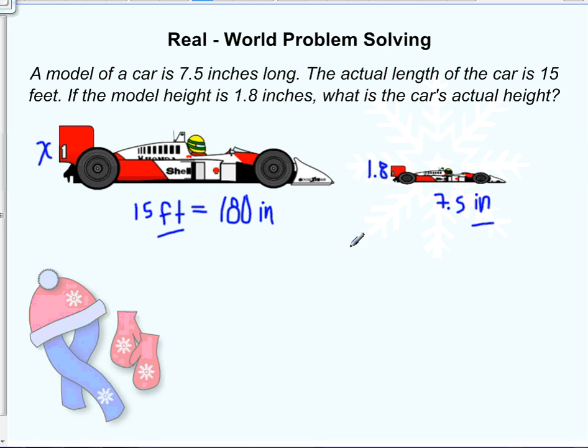So now I can set up my proportion. I can say 180 corresponds with 7.5. And that my x, my unknown, corresponds with 1.8. From here, I can cross multiply and figure out how tall my actual height is. I'd also like you to finish this one in your whisk tonight.